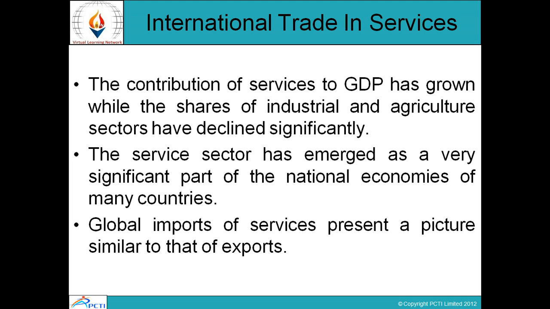When we say international trade in services, over the last 3 decades, what has been observed is that the service sector has grown exponentially. So the contribution of services to GDP likewise has grown tremendously, while the share of the industrial and agricultural sectors has seen a decline.